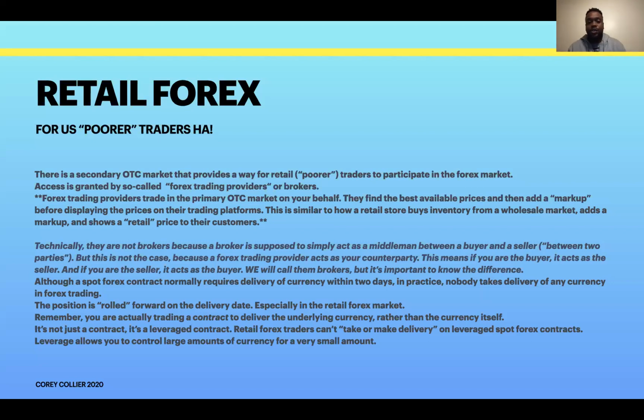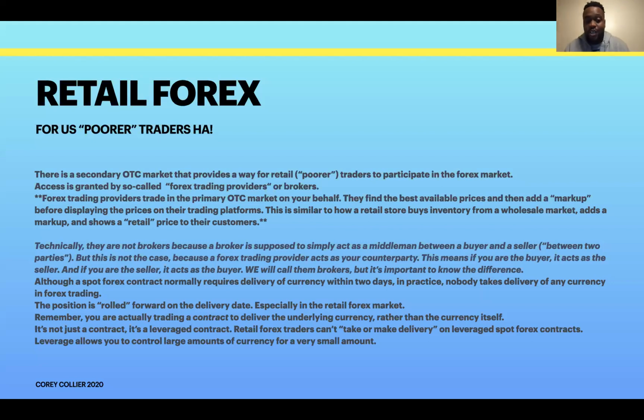Now, getting into the Forex trading providers, technically they're not really brokers, because a broker is supposed to simply act as the middleman between the buyer and seller, okay? But that's not the case, guys, in most trading, because a Forex trading provider acts as your counterparty when you're dealing with a dealer desk sometimes, right? So this means that you are the buyer and it acts as the seller. And if you are the seller, it acts as the buyer. But for training purposes, guys, we'll call them all brokers. It's just important to know the difference.